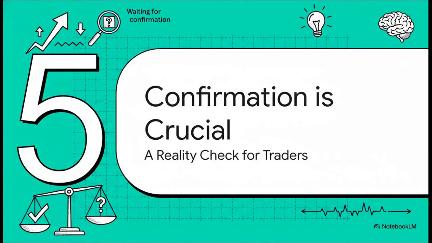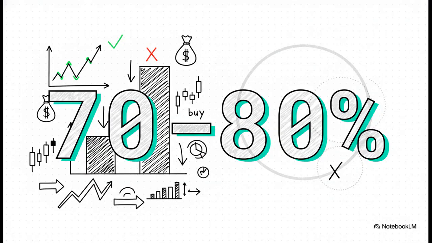Okay, let's get to what is, without a doubt, the most important part of this entire strategy. We need to talk about managing our expectations and the absolute necessity of waiting for confirmation. This is the reality check every trader needs to hear. Our source is very upfront about this. The strategy is claimed to be effective about 70 to 80% of the time. Now, that's a pretty strong number, for sure.